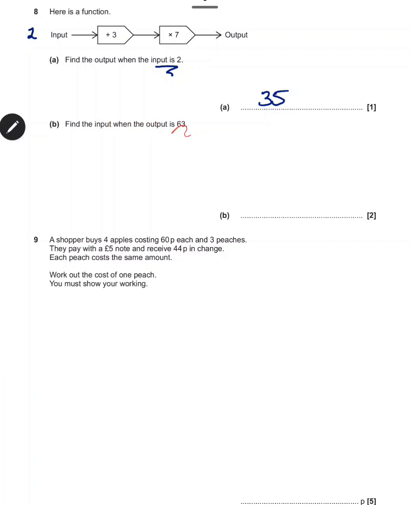Part B says find the input when the output is 63. So now we've got 63 on this side and we need to work backwards. When working backwards, you must do the opposites. So I'm going to start with 63, working backwards, not times 7, divide by 7. So 63 divided by 7 is 9. And then working backwards still, not add 3, but take 3. 9 take 3 is 6.